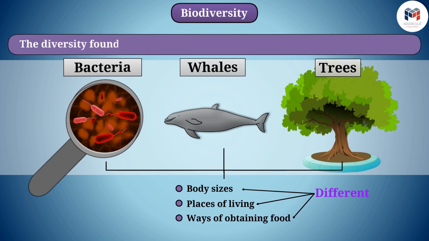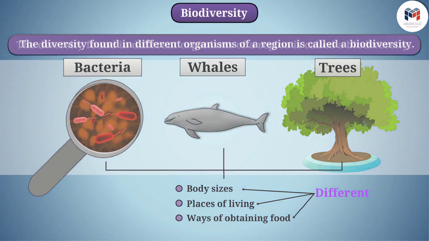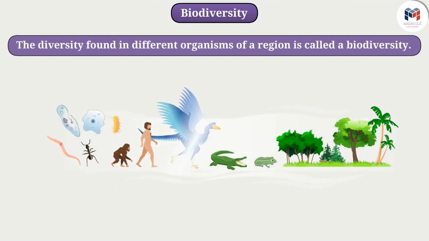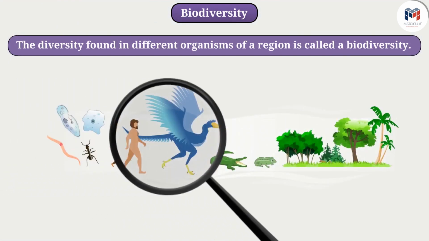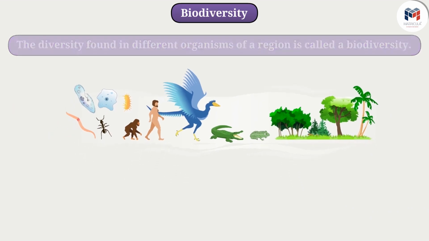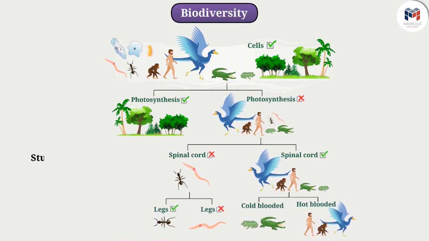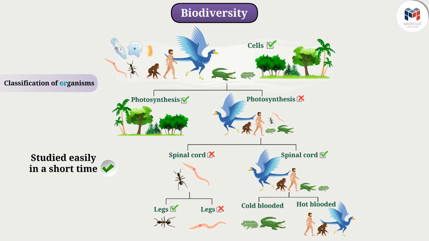The diversity found in different organisms of a region is called biodiversity. There is so much biodiversity on Earth that we cannot study each organism independently, one after another. It will take too much time. But if we form groups based on different organisms, then these groups can be studied easily and in a short time. Forming groups based on similarities and differences of organisms is called classification of organisms.